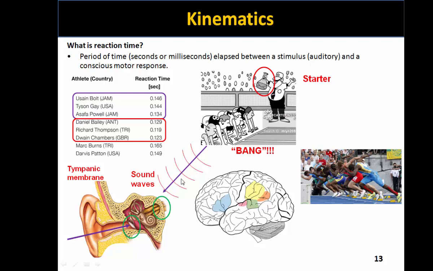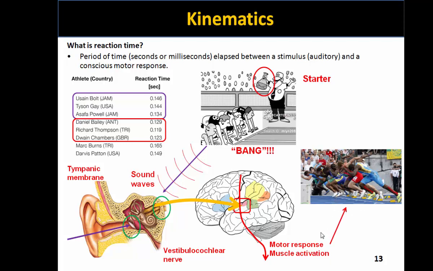Okay, so these are the sound waves that are coming in. These sound waves, which are vibrations in the air molecules, will reverberate the tympanic membrane and then produce action potentials that travel along the vestibulocochlear nerve that terminates within the temporal region of the brain. And then once that sensory signal is perceived, the athletes will generate the motor response that you see illustrated in this photograph here.